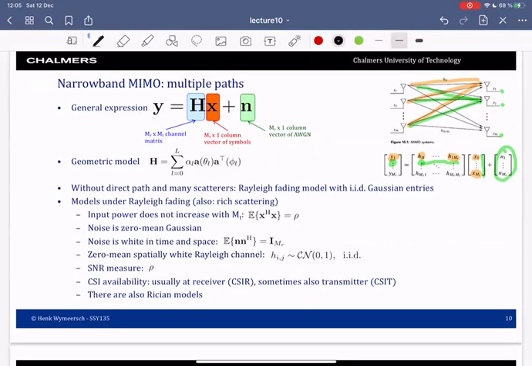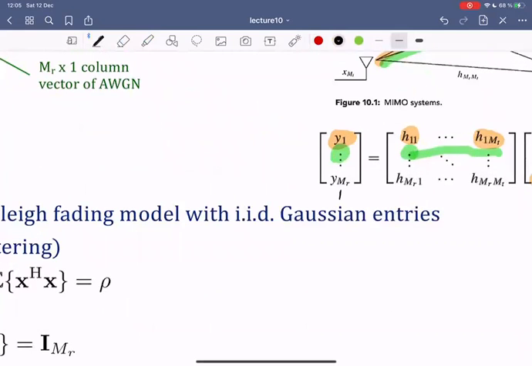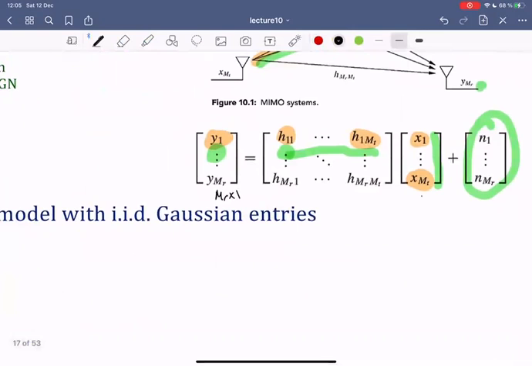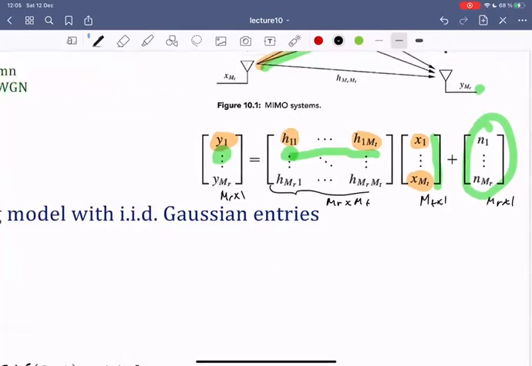Now, the receive vector is of size Mr by 1. Mr is the number of receive antennas. The transmit vector is Mt by 1. And that means that the channel is Mr by Mt. The noise is Mr by 1 because you have noise per receive antenna.